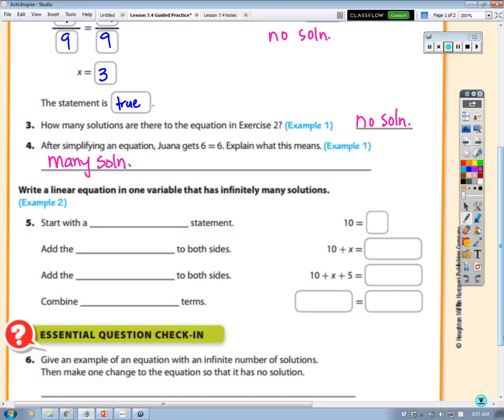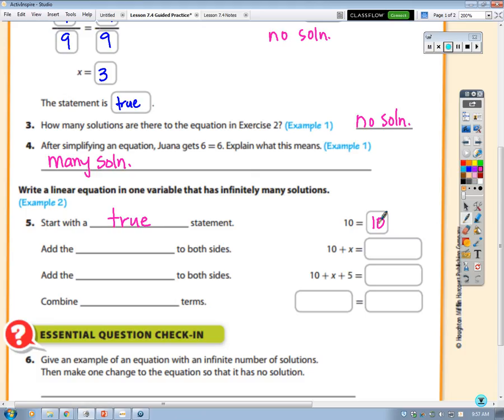A true statement. If it has infinitely many solutions, it has to be a true statement. So you're going to start with a true statement. In this case, they gave us 10. In order for this to be a true statement, with infinitely many solutions, what do we have to put here? 10. What do you think we do next?